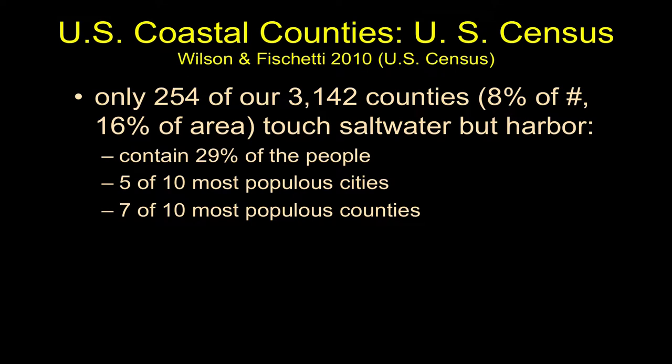Okay, stretch. So for example, to get into this, we can start talking about some of our U.S. coastal counties. This is some data from a 2010 paper that, once I have the folders up, you guys can look at. It is a publication of the U.S. Census. And the way the census defines things, only 254 counties out of our more than 3,000 counties touch a coastline. That equates to about 8% of all the possible counties, or if we go by area, it's 16% of the area of the U.S. So however you slice it, it's a fraction of the total.